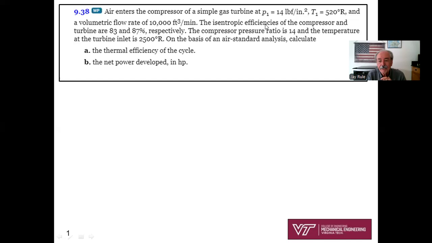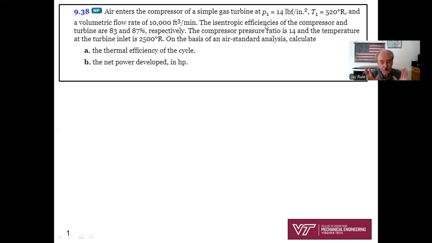The isentropic efficiencies of the compressor and turbine are 83% and 87% respectively. The compressor pressure ratio is 14, and the temperature at the turbine inlet is 2,500 degrees R. On the basis of an air standard analysis, determine the thermal efficiency of the cycle and the net power developed in horsepower.